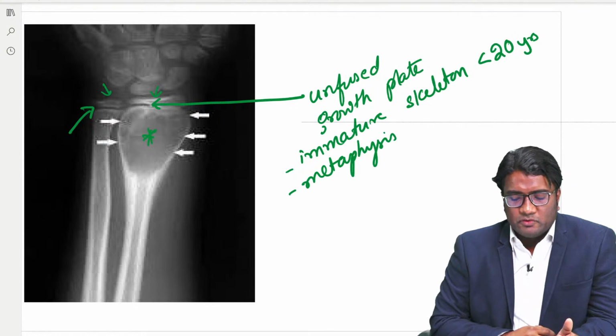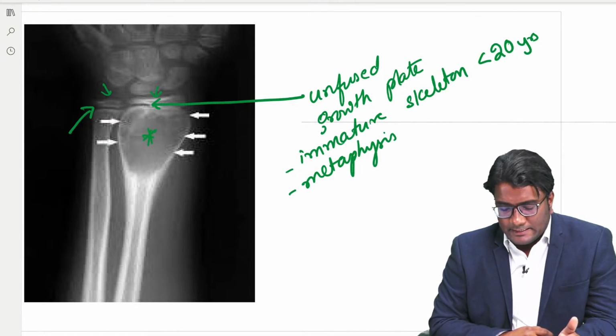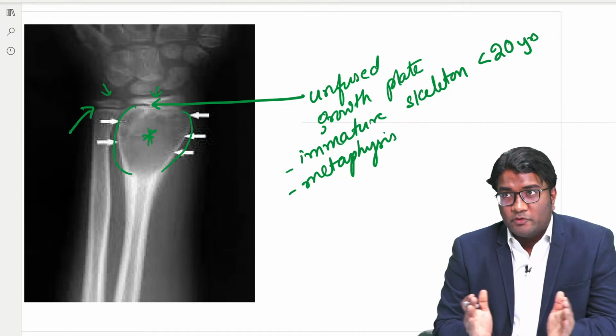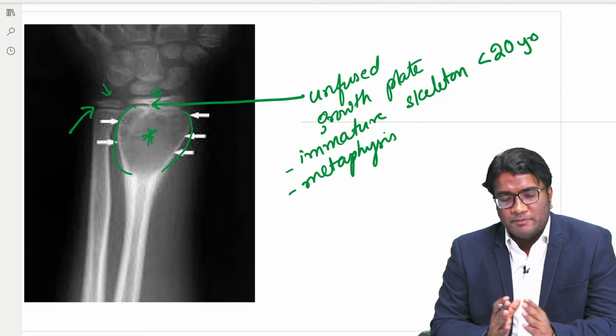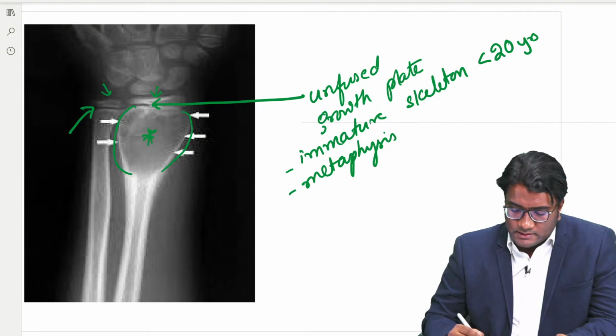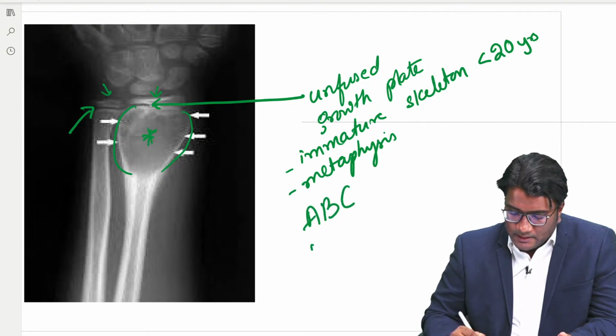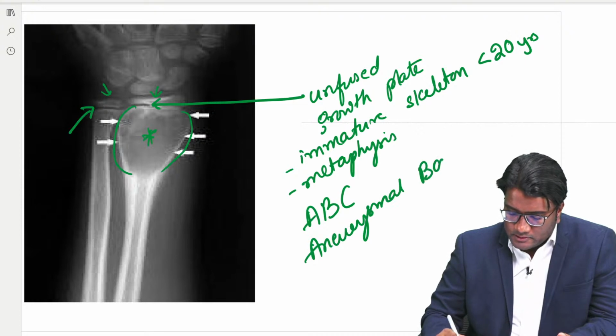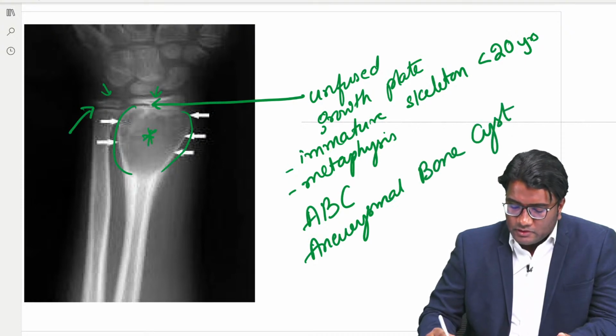So unfused growth plate, immature skeleton, in the metaphysis, causing that cortical ballooning, like an aneurysm, like how you have an aortic aneurysm, right? So like an aneurysm, it is causing cortical ballooning. What is this? This is ABC, aneurysmal bone cyst, right? So it is very important.